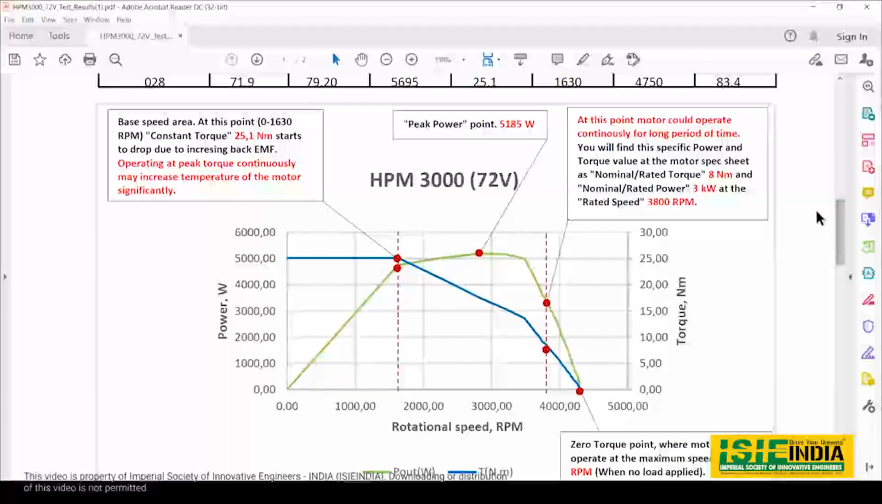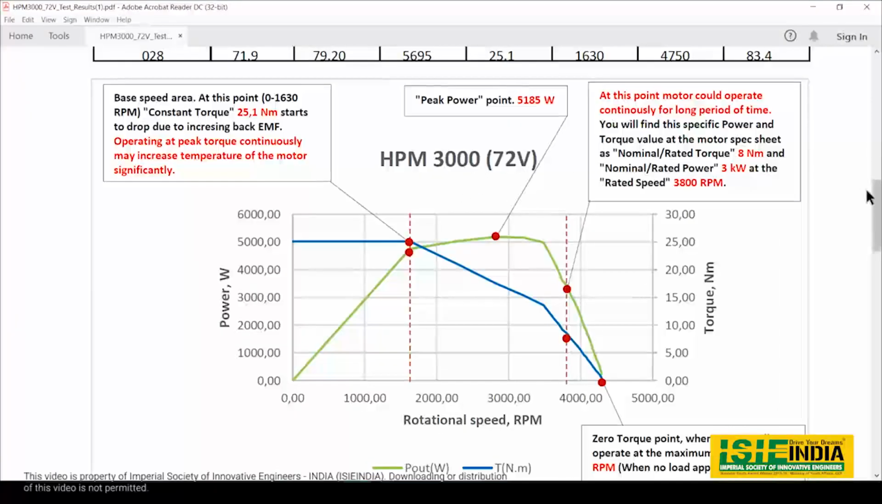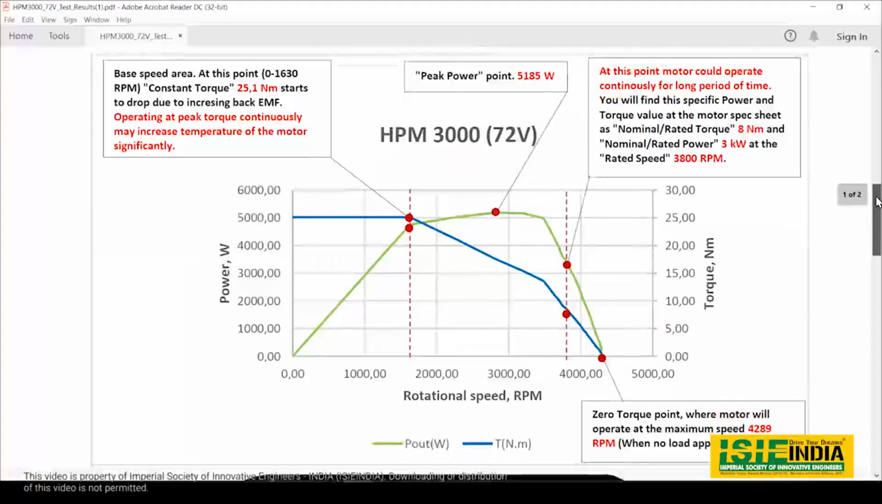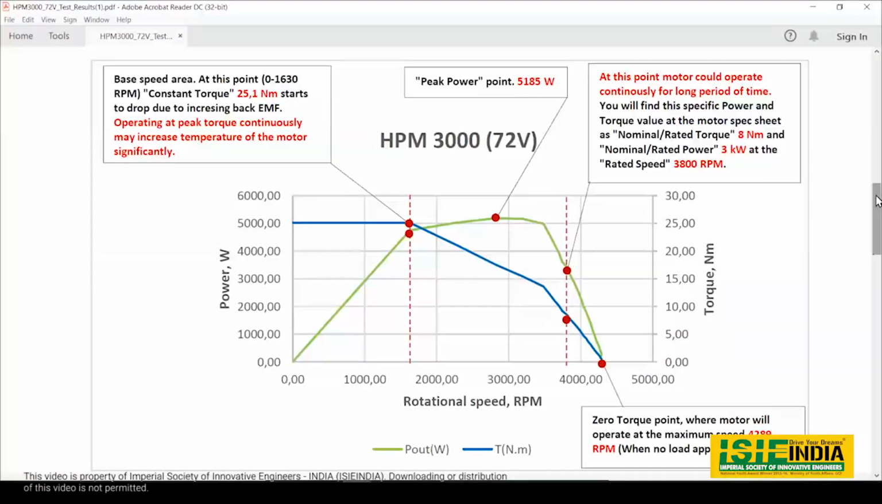I have opened this PDF to show you this graph. Take a look at this graph. This is clearly visible to you all, whatever is written in this? Okay, so take a look at this graph and tell me what you are able to understand.